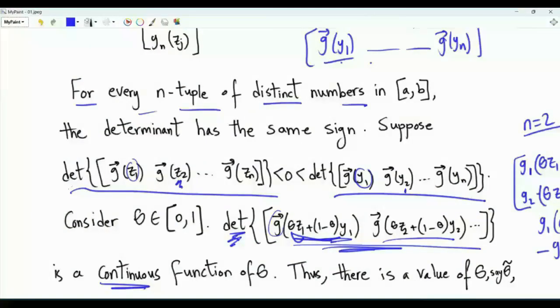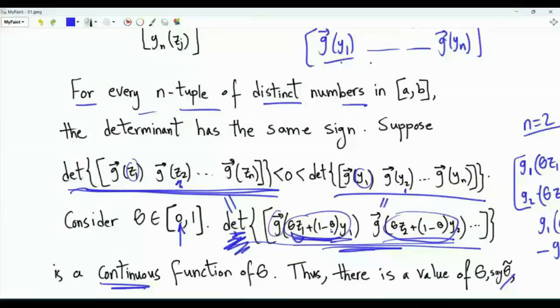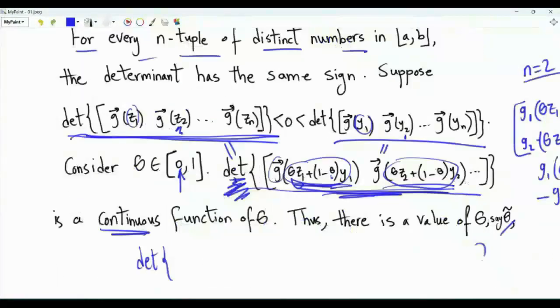This continuous function of theta is strictly negative when theta is equal to 1, because when theta is equal to 1, this becomes z1, this becomes z2, and so forth. If theta is equal to 1, then this determinant is exactly equal to this one, assumed to be strictly negative. If theta is 0, then this determinant is exactly that determinant, assumed to be strictly positive. Because the determinant is a continuous function of theta, there must be a point strictly between 0 and 1, let's call it theta tilde, such that the determinant, when we use theta tilde, is exactly equal to 0.